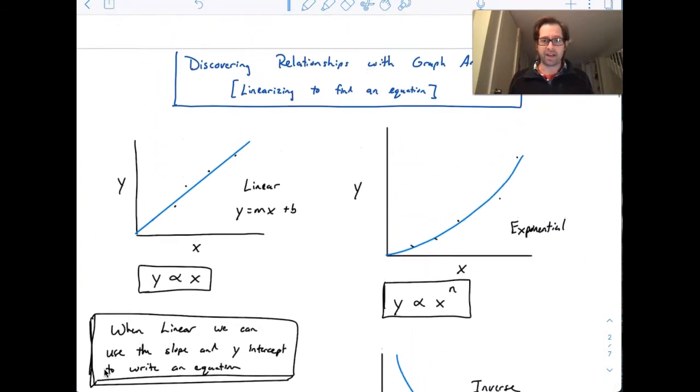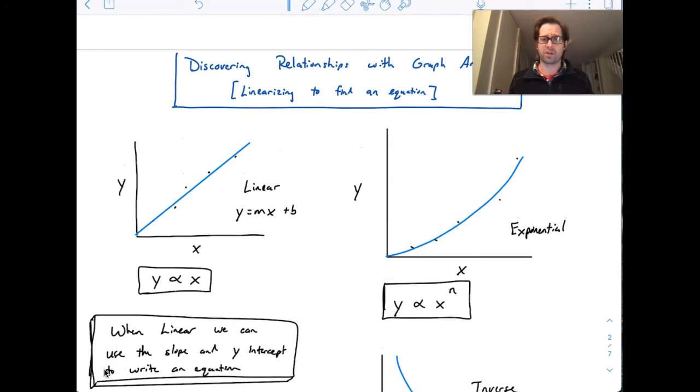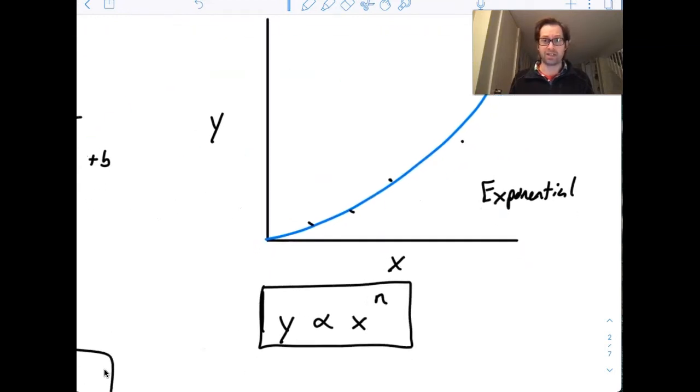You might have an exponential relationship, where y is proportional to the x values to some power, like maybe they're squared or cubed or to the fourth power, things like that. That's going to take this general shape here where you see it curves up.